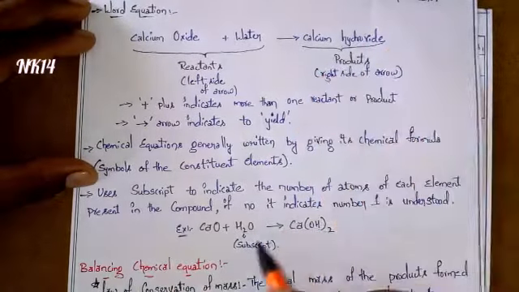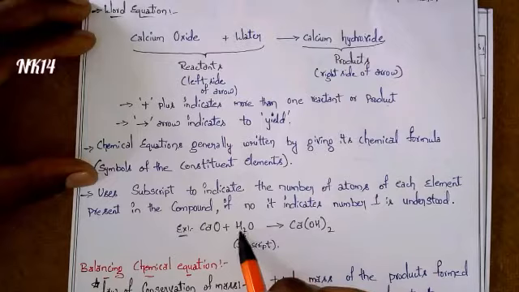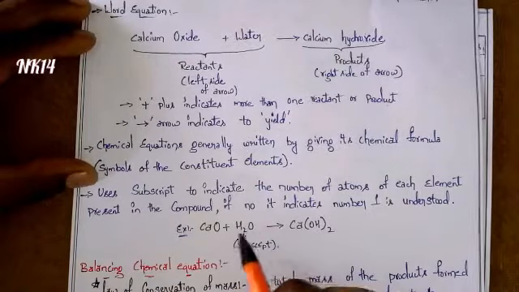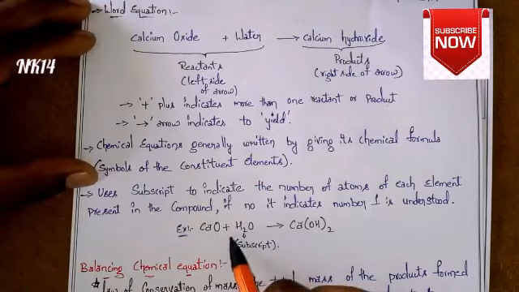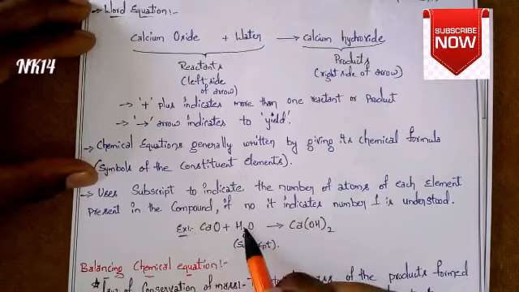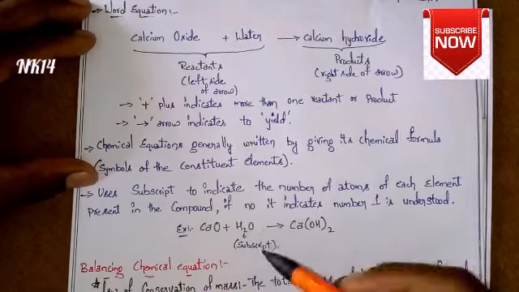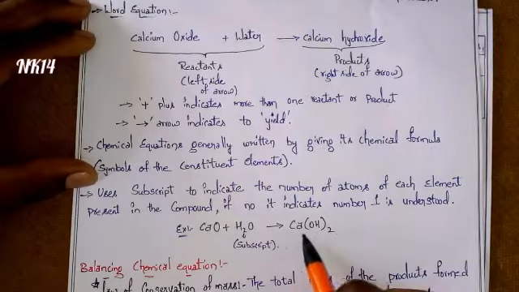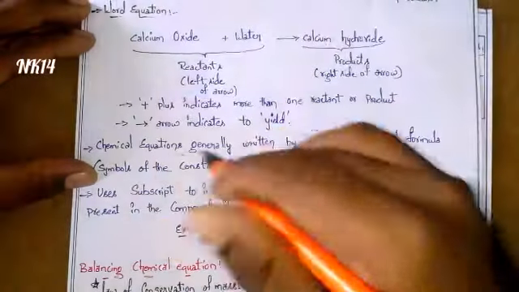You have to remember, the subscript indicates the number of atoms present for each element. The elements which are present before the arrow, which are going to react, are called the reactants. The substances which are formed after the reaction are called the products, which are on the right side of the arrow. This is simple, up to these points.